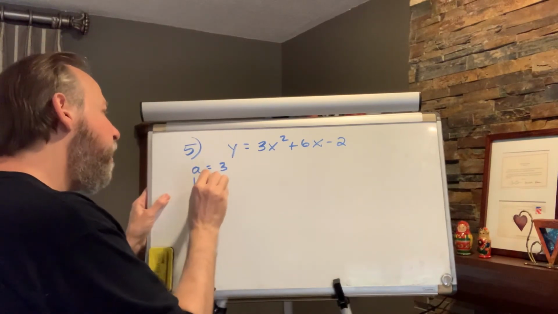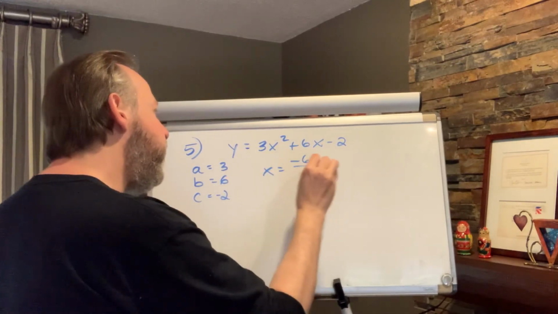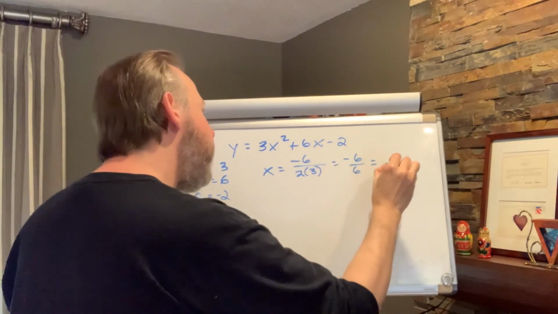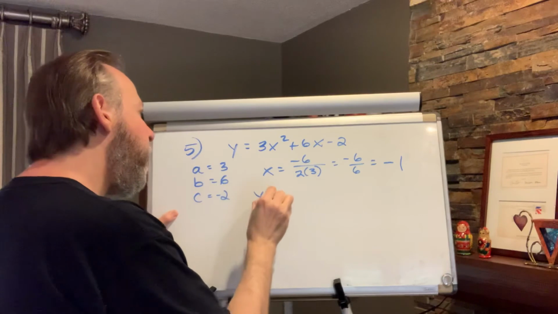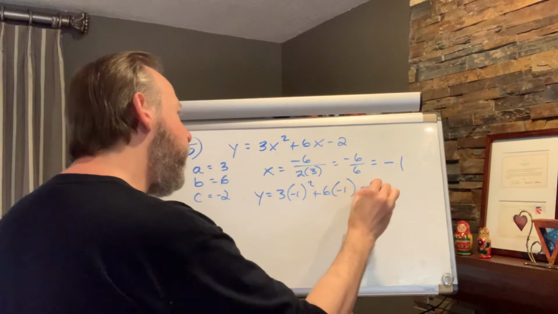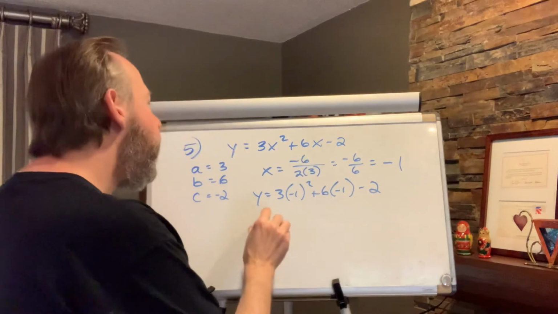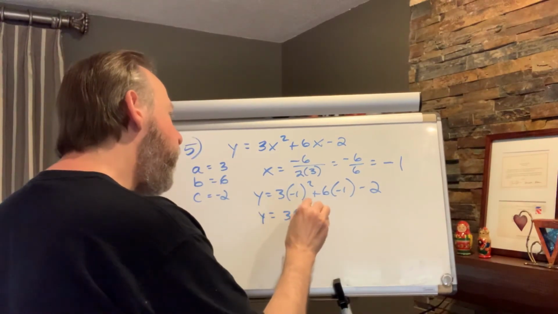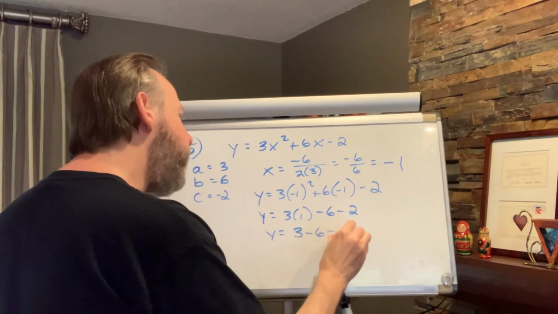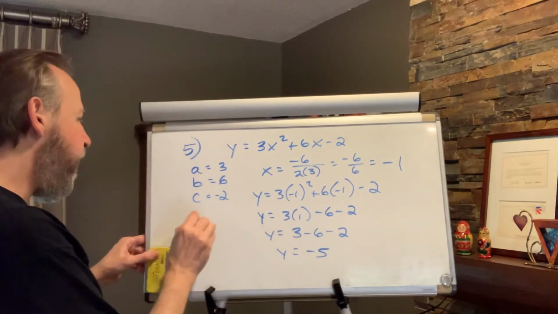A is 3, B is 6, C is negative 2. X equals negative 6 over 2 times 3. That's negative 6 over 6, which is negative 1. Y equals 3 times negative 1 squared plus 6 times negative 1 minus 2. Why did I do that? To plug in the x value to find the y value. Y equals 3 times 1 minus 6 minus 2. That's 3 minus 6 minus 2. That's negative 5. My vertex is negative 1, negative 5.